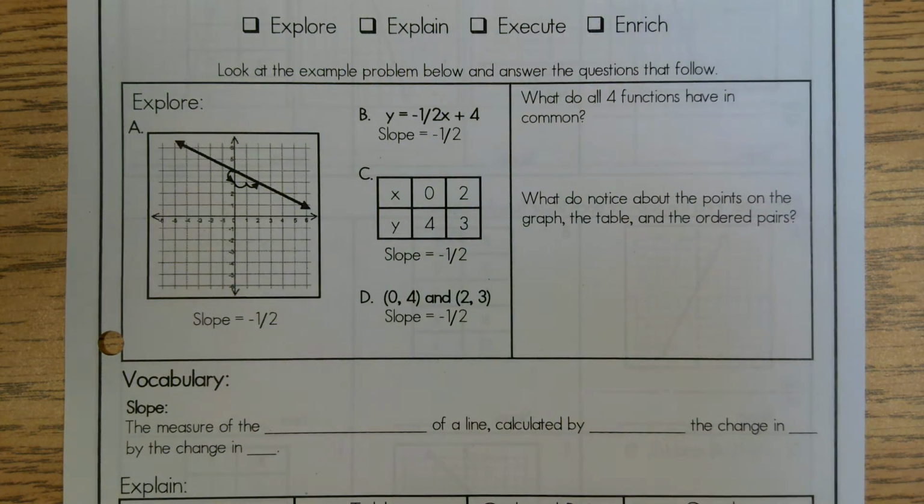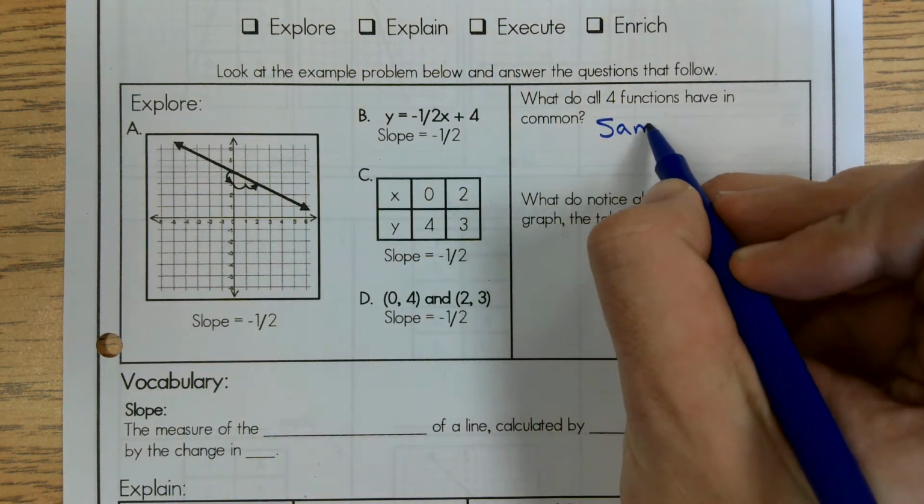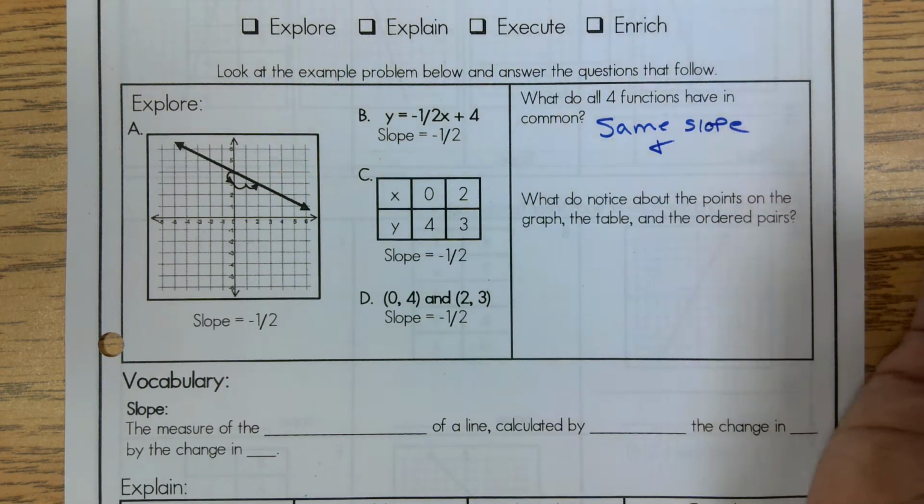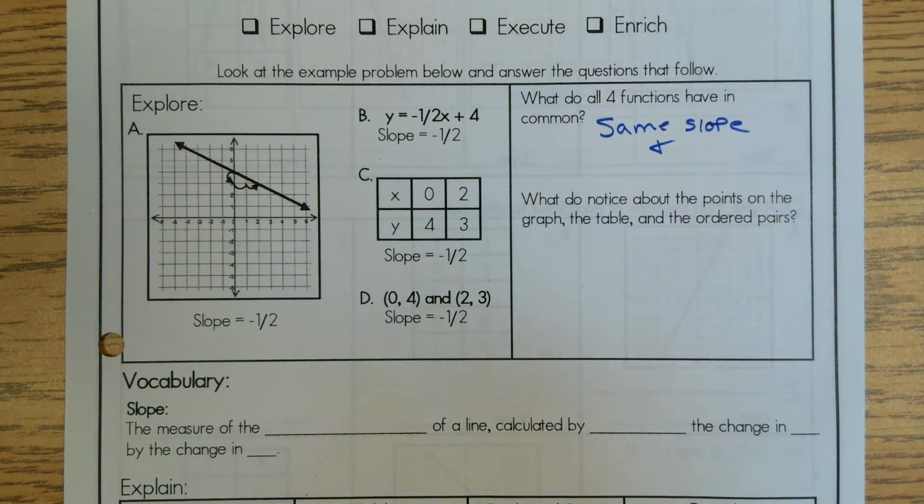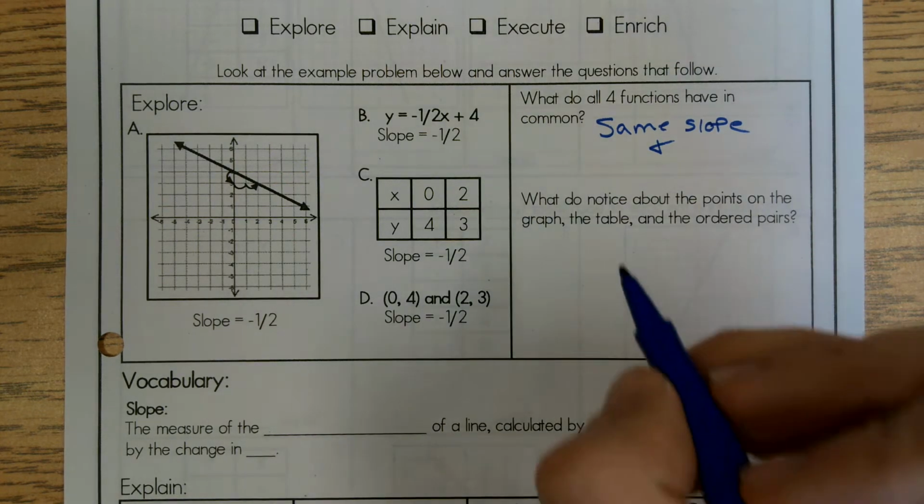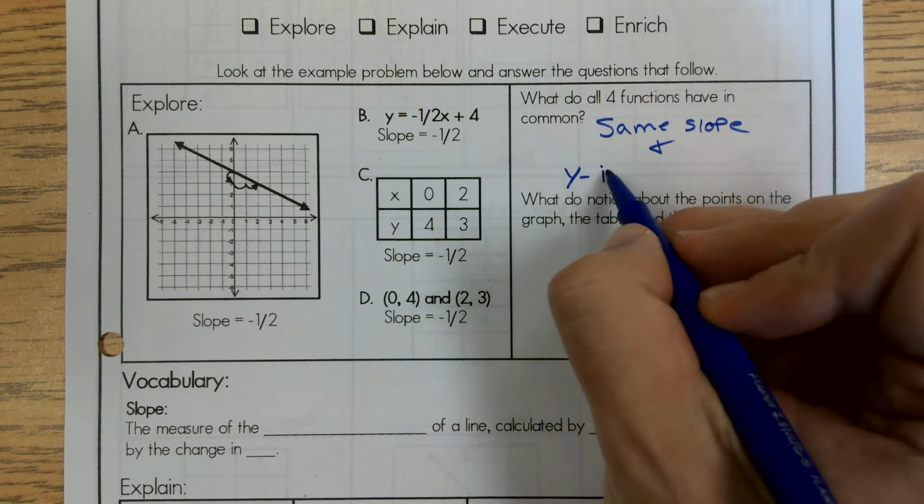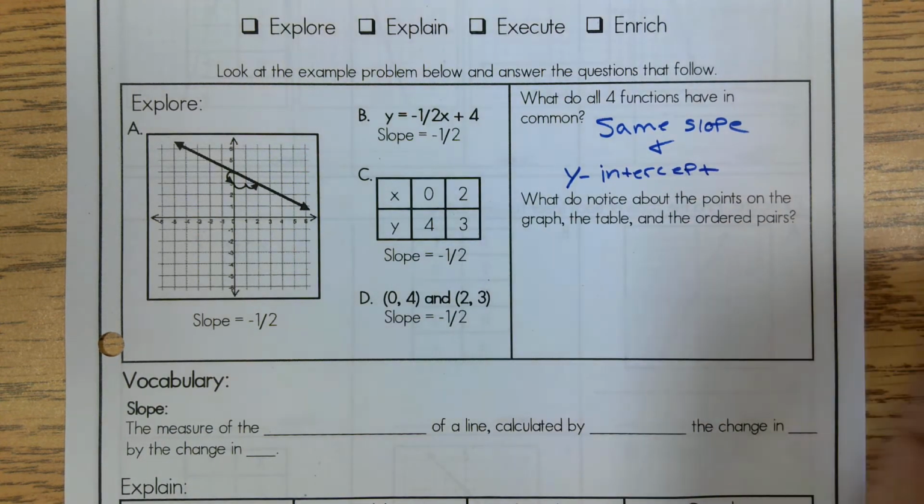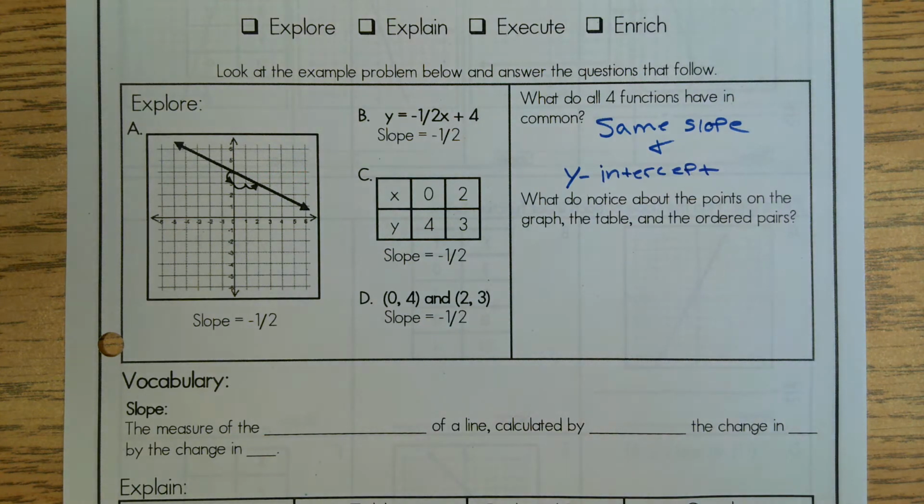They all have the same slope, so very good. So write that. And there's one more commonality. See if you guys can figure out what that is. There's one more thing. Okay, but what is the 4? Your y-intercept. Awesome. So each of these have the same y-intercept as well. Same slope and same y-intercept. All right? Very good. That was just to get our brains loose.